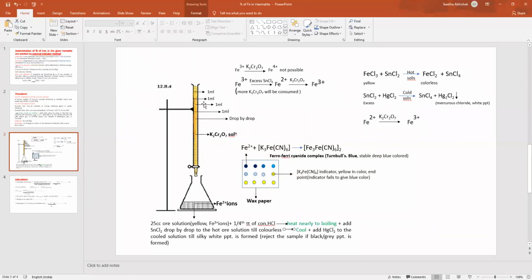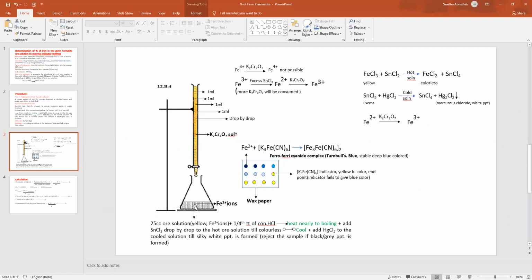Now when K2Cr2O7 is added, what happens to ferrous ions? Ferrous ions are gradually oxidized to ferric by a strong oxidizing agent, that is K2Cr2O7 in acidic medium. After adding 1 ml of K2Cr2O7, mix the reaction mixture properly.